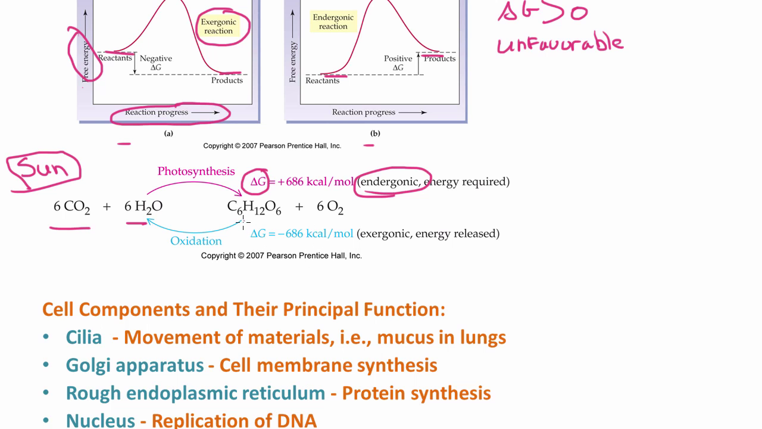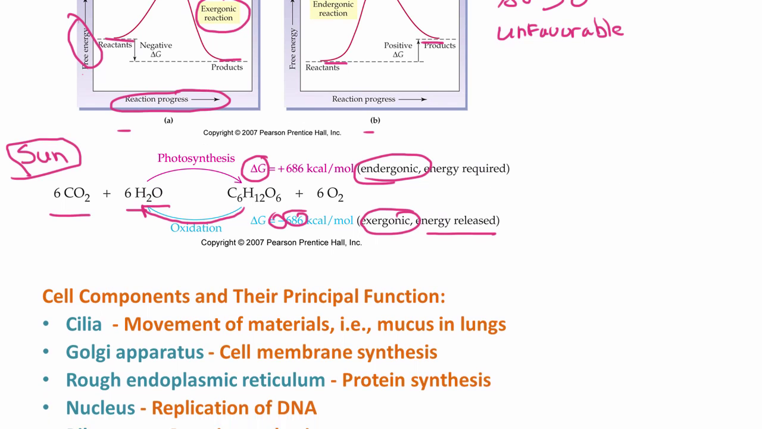And then let's take a look at the reverse of photosynthesis. That's actually an oxidation. Notice the delta G has the same magnitude, but it's the sign that's different. So the reverse is negative, meaning the reaction is spontaneous or exergonic, if you will. In other words, energy is released. So when you have a reaction that is spontaneous in one direction, it is going to be non-spontaneous in the reverse direction, or vice versa.